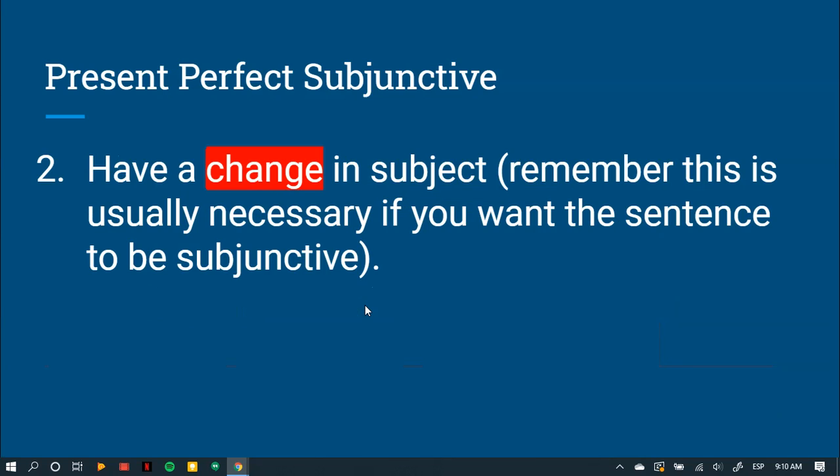Paso número dos. You should have a change in subject. Now, this isn't always mandatory. Like, for example, if I said something like, I am not sure if I have ever visited Florida, then you would still need the subjunctive, and you might not have a change, but 90 to 99% of the time, somewhere in there, you're going to have a subject change. So we should just think about having the subject change in there. It makes sense.